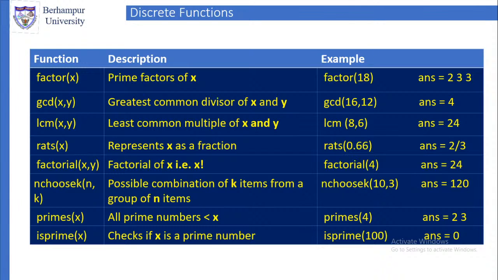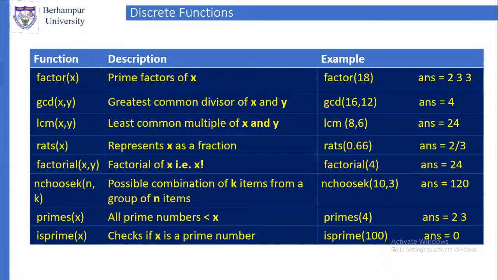Then nchoosek. N choose k gives you the combination of n and k. So it gives you possible combinations of k items from a group of n items. N choose k of 10, 3, 10 C 3 is equal to 120. So it is a combination of 10, 3. N choose k always gives you the combination. So remember that.